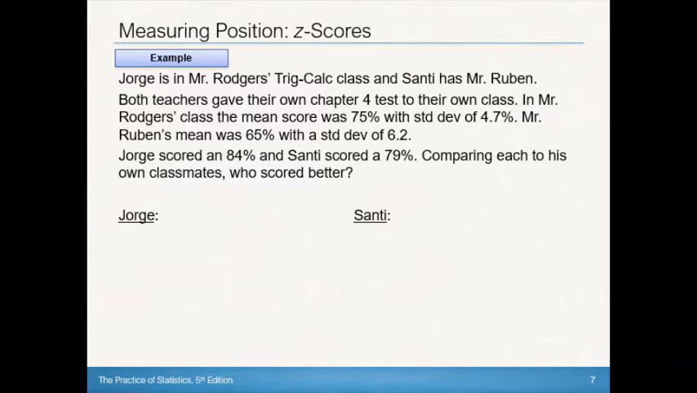All right, so Jorge, who was in Mr. Rogers' class, got an 84%, and Santi, who was in Mr. Rubin's class, got a 79%. Compare each of those two students' scores to their own classmates. Who did better? Now, clearly, Jorge got an 84 and Santi got a 79, but relatively speaking to their own classmates in their own classes, who did better? What we want to do here is look at z-scores. So calculate each of their z-scores.